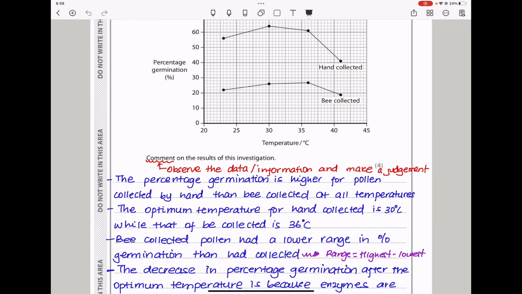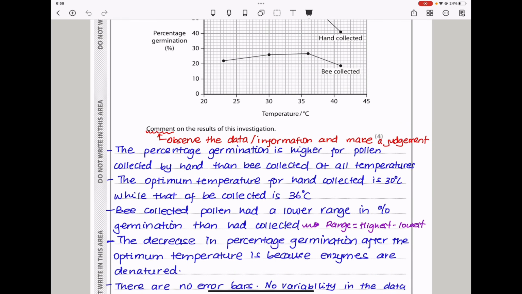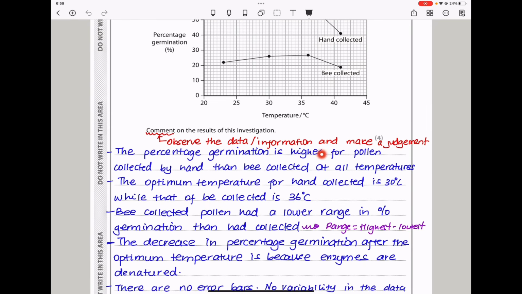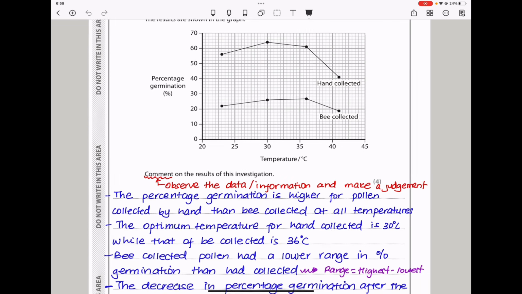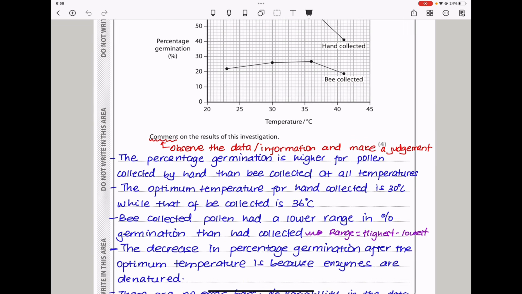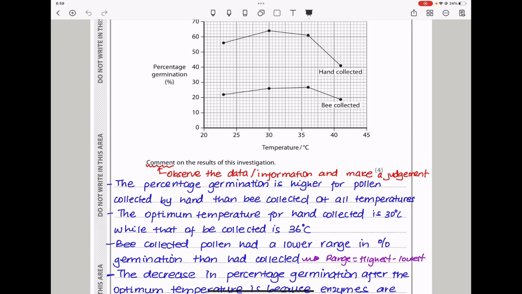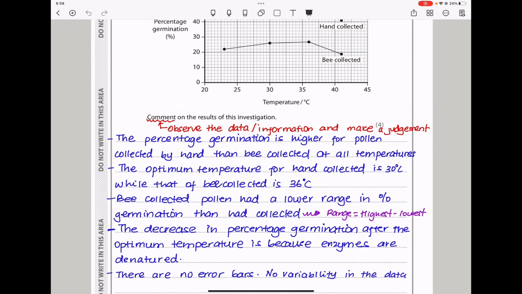So they say comment on the results of this investigation. If a question asks you to comment on the results, you need to observe the data and the information and make a judgment about it. So from the data set, I wrote the percentage germination is higher for pollen collected by hand than bee collected at all temperatures. This is what I've already said. And the optimum temperature for hand collected is about 30 degrees, while that for bee collected is about 36 degrees.